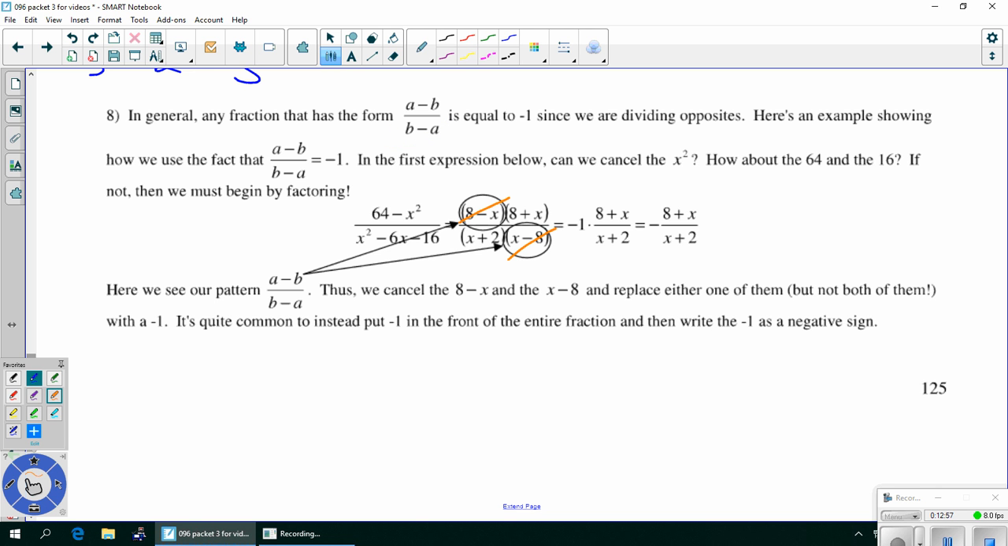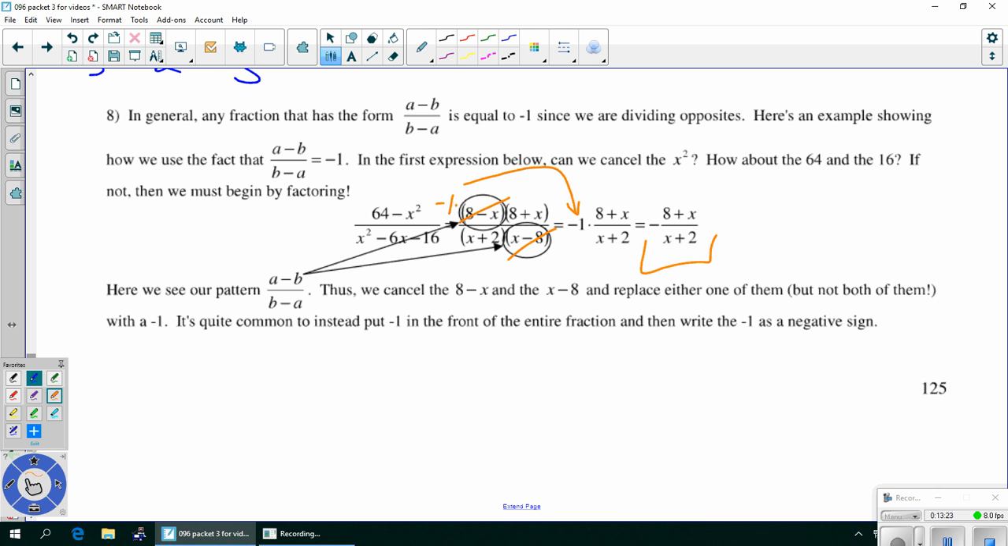They cancel and become negative 1. And so you put a negative 1 instead of one of them. I like to put my negative 1 in the front. You're welcome to put the negative 1 on the top or on the bottom, but not both. If you put negative 1 on top and bottom, they cancel, and you're really putting positive 1, which is not the right thing. So just a single negative 1 either on the top or the bottom, but my preference is in the front. And so there's our final answer.